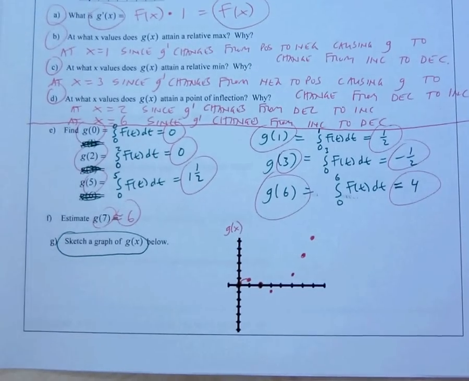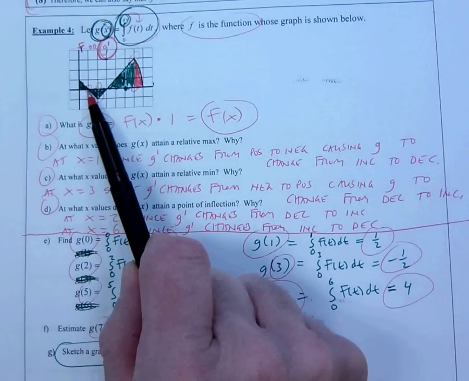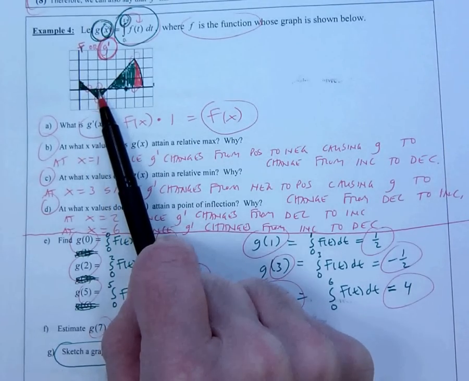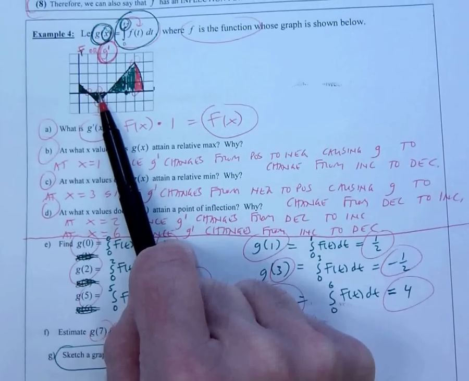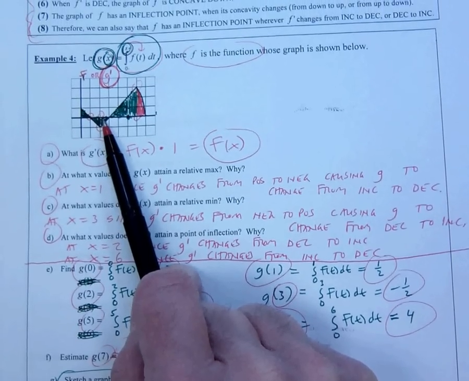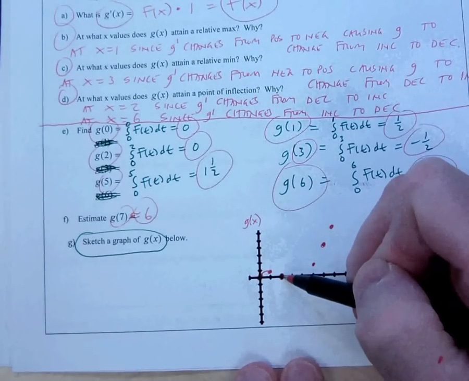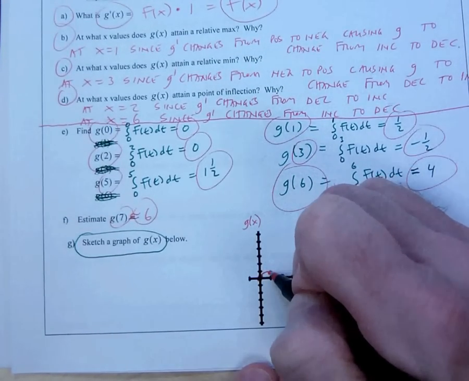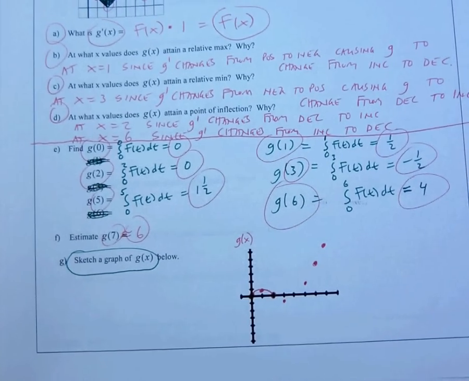Okay, how about between 1 and 2? Looking at the graph of G prime, G prime is negative, right? Because it's below the x-axis, and it's also decreasing. So what can you say about G on that interval? G is decreasing and concave down. So I'm going to connect these 2 points with a graph that's decreasing and concave down, kind of like that. Yes?